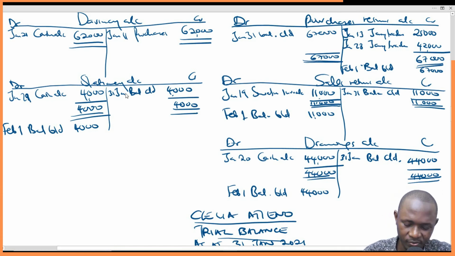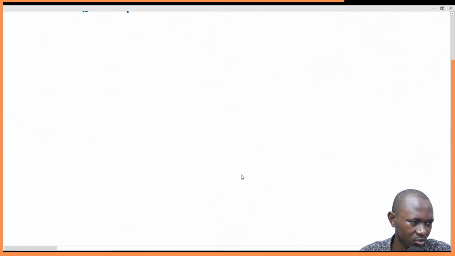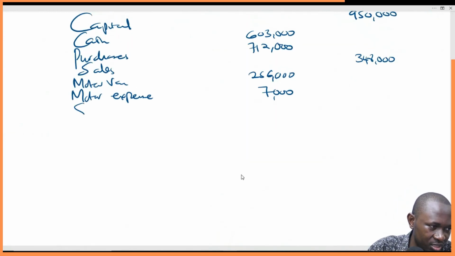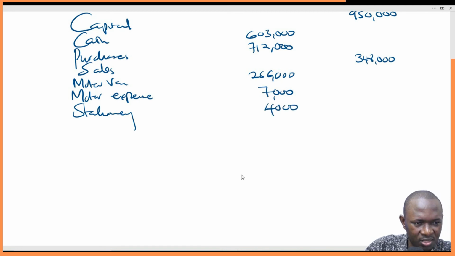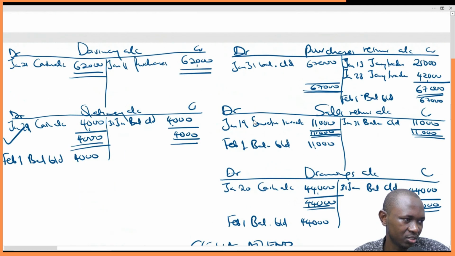So stationery 4,000 on the debit side. Stationery 4,000 on the debit side. Like that. So we are done with stationery. We have already given ourselves a tick for that.